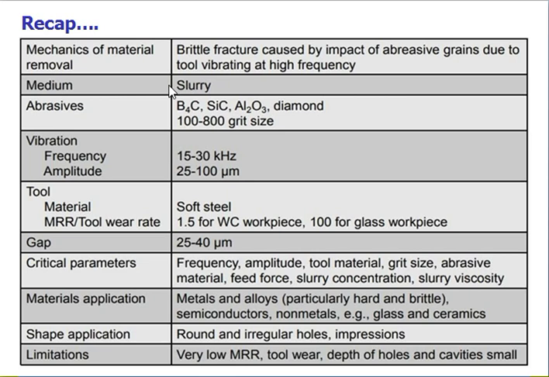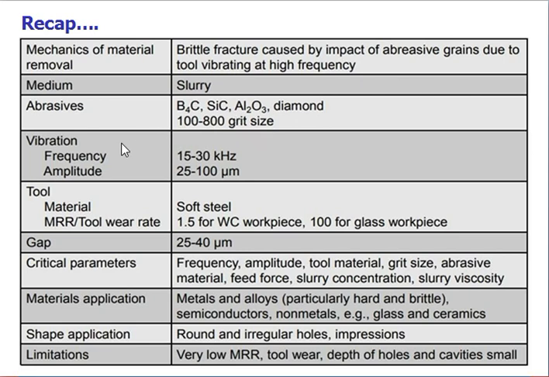Next, what is the medium we are using for ultrasonic machining? The one and only medium is the slurry. Next comes the abrasive. So what are the abrasives that we are selecting? That is boron carbide, silicon carbide, aluminum oxide, diamond. And basically the size of the abrasive varies from 100 to 800 grit size.